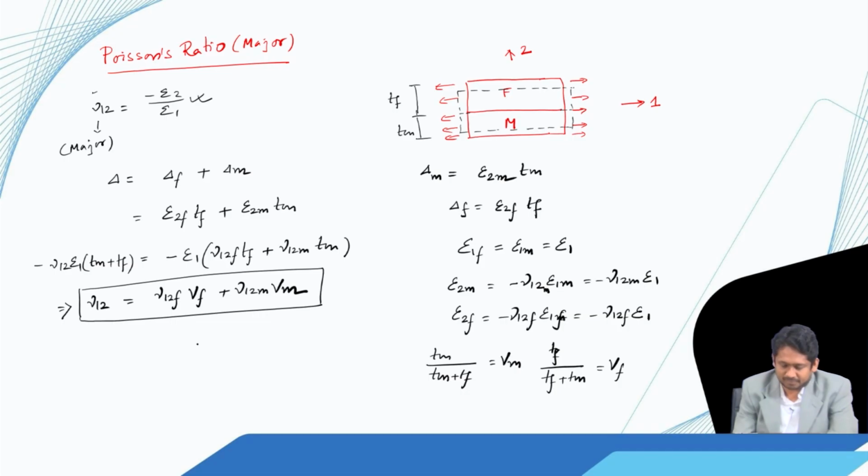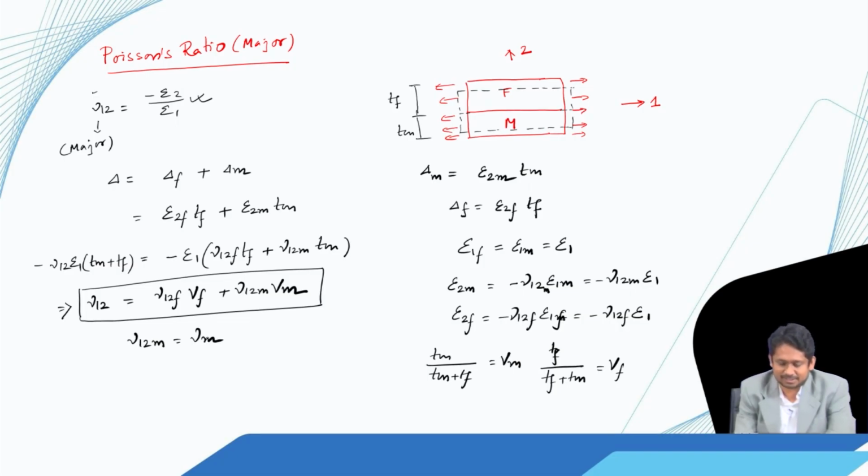Now, again in this relation we can see that for the composite nu 1 2 is a weighted combination of the individual nus of fiber and matrix, where the weights are the volume fractions. Now, this matrix is generally homogeneous. So, because of that nu 1 2 can be written as nu m. So, we can get rid of this 1 2 because these matrices are isotropic, and that is why this matrix has major and minor Poisson's ratio same.